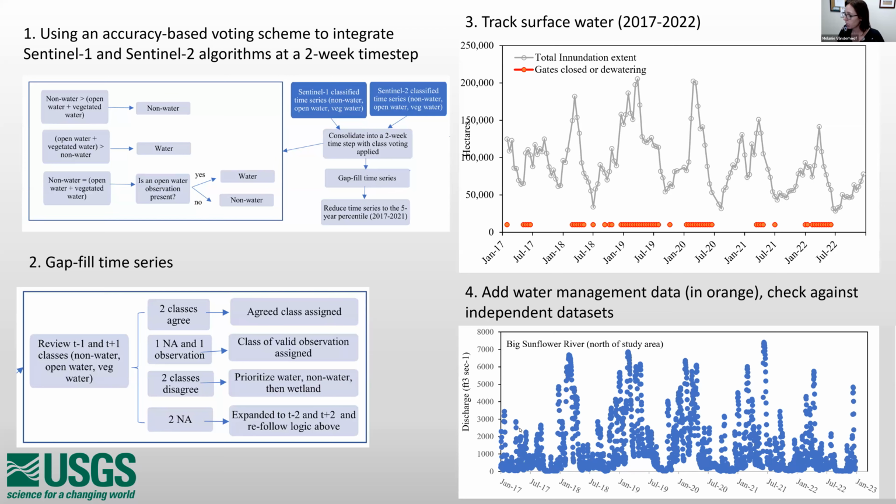And we can bring in independent data sets to get a gauge on the quality of the data. This is the Big Sunflower River. This gauge is north of the study area. And we see that the seasonal dynamics of the daily discharge are matching pretty well with what we're seeing in the inundation. And then we can also start to add in some of the water management data. So the orange dots here are 2-week time steps in which the majority condition is that the gate is closed or dewatering.